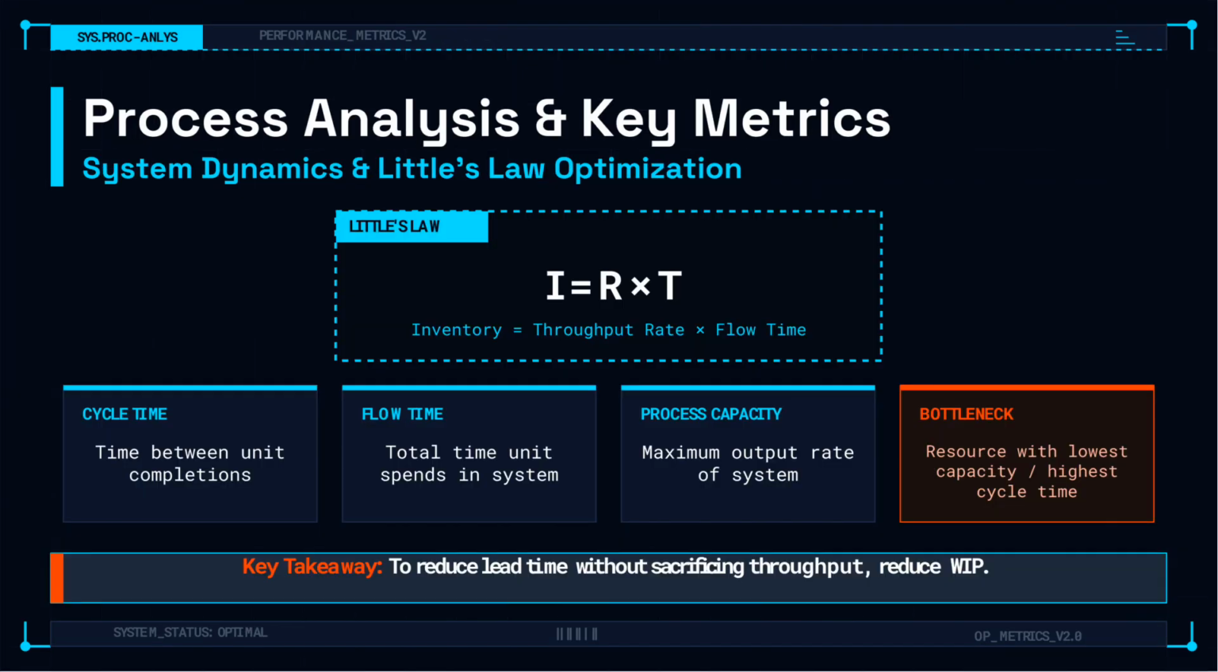This slide focuses on process performance and one of the most useful ideas in operations, Little's Law. The key message is that inventory, throughput, and flow time are tightly connected. The boxes below also define cycle time, capacity, and bottlenecks, which helps us understand where delays come from. If we want shorter lead times, we usually need to reduce work in process without hurting output.